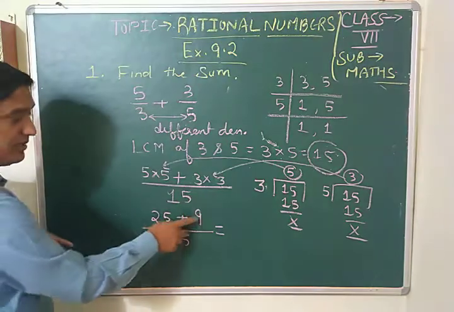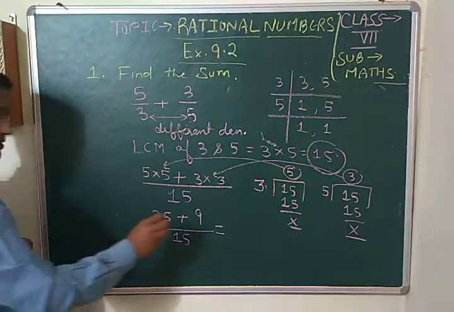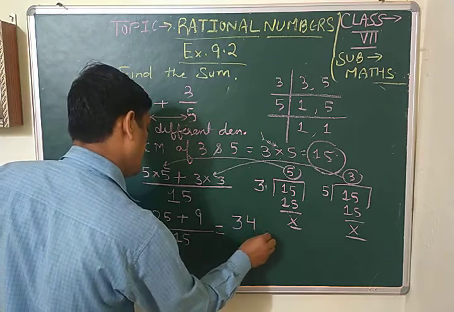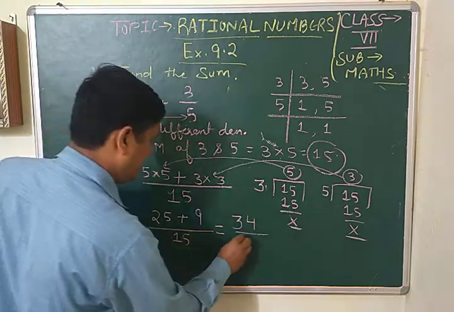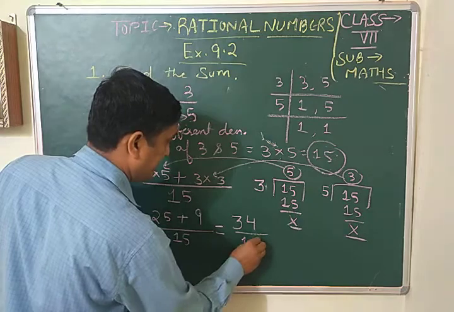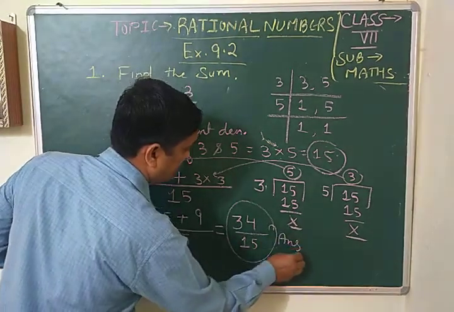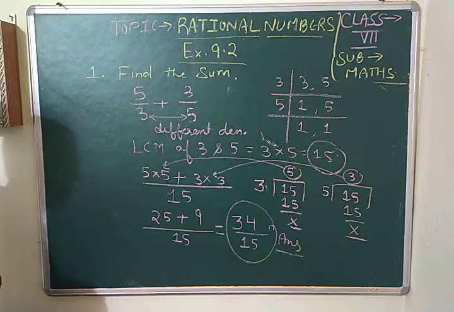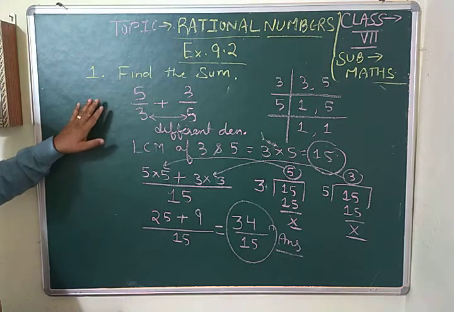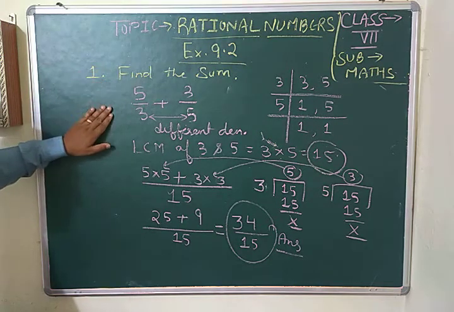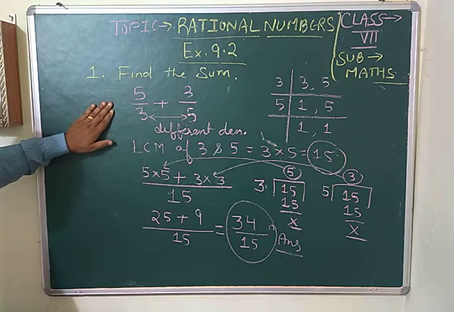Now 25 plus 9, it becomes 34 upon 15. Children, this is your answer. 34 upon 15. Now children, we will do one more question of this question number 1, and the rest of the parts you will try on your own.